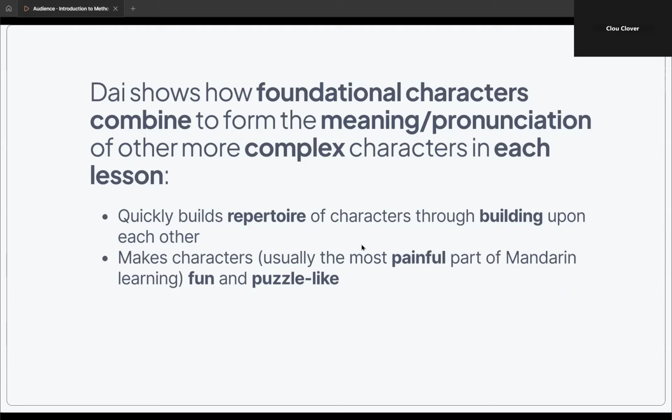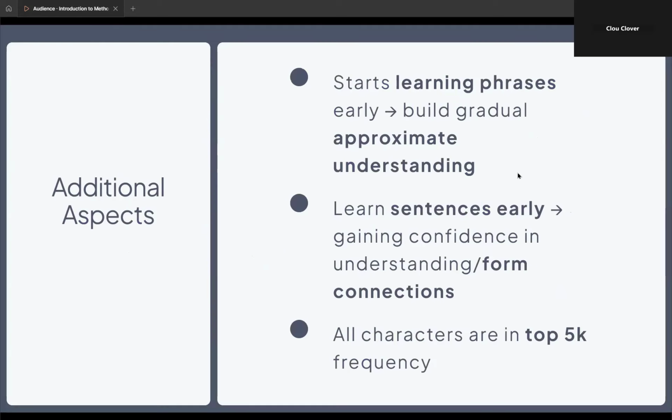This quickly builds a repertoire of characters through building upon each other, and it makes characters, usually the most painful part of Mandarin, fun and puzzle-like. So, an additional aspect: it starts from learning phrases early. It builds gradual approximate understanding. It helps learn sentences early, gaining confidence and understanding and forming connections, and all characters are in the top 5,000 frequency.